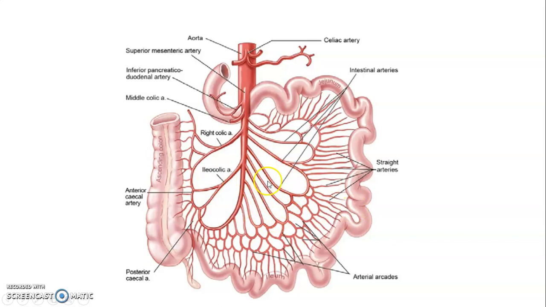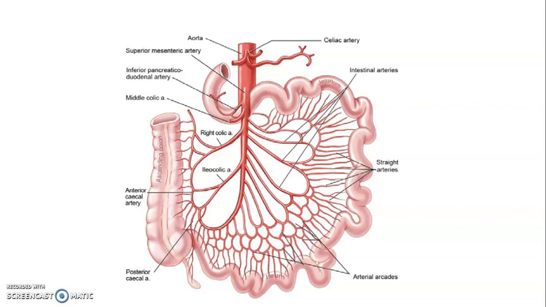This just shows the blood supply again of the ileum and the jejunum. You can see jejunal branches from the superior mesenteric artery. The superior mesenteric artery actually gives intestinal branches that form arterial arcades and loops. And from there, you have the vasa recta, the straight arteries that will go to the bowel.